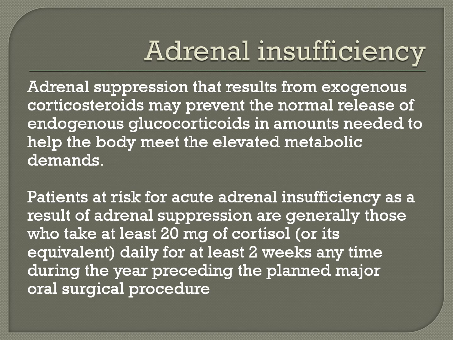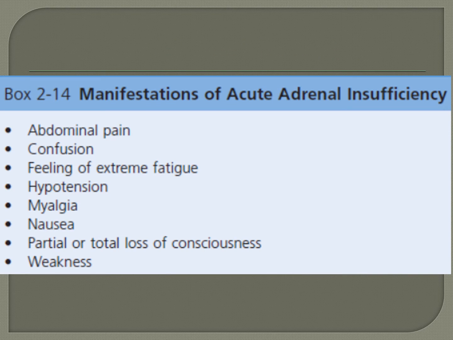Patients at risk of adrenal suppression are those who are taking at least 20 milligrams of steroid or its equivalent daily for at least 2 weeks at any time during the year preceding the planned major or surgical procedure. So what are the symptoms we can see in this type of patient? Abdominal pain, confusion, feeling of excessive fatigue, hypotension, myalgia, nausea, partial or total loss of consciousness, and weakness. These are the main signs and symptoms we can see in these patients.